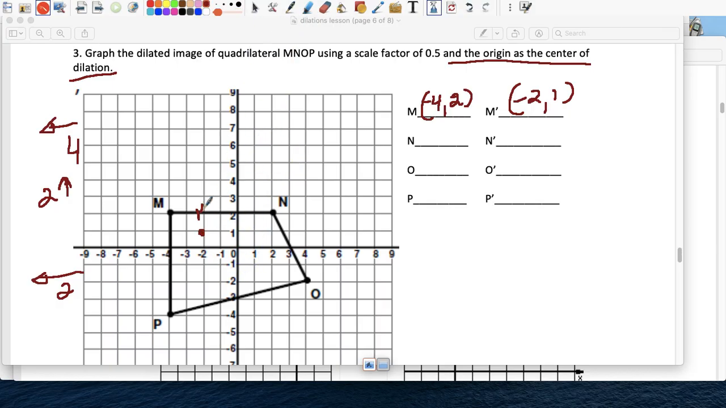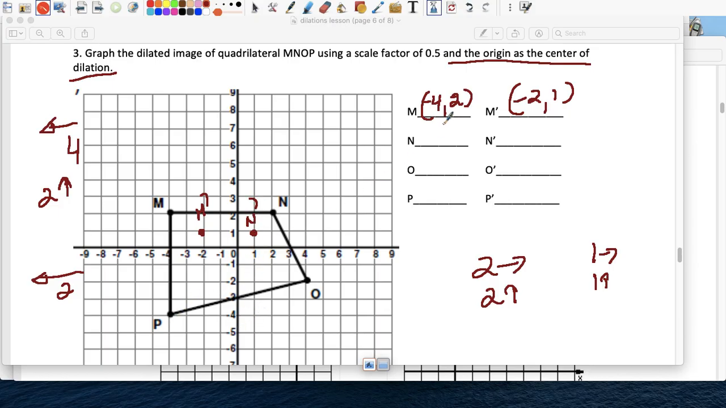So what you have to understand is that the distance to get to M horizontally and the distance to get to M vertically got cut in half. Point N, well, to go to point N, you go 2 to the right, and then 2 up. And if you multiply that by half, or your scale factor is 0.5, you're going to cut that in half. So instead of going 2 to the right, we're going to go 1 to the right. Instead of going 2 up, we're going to go 1 up. So it's 1 to the right, 1 up. And here's the point.